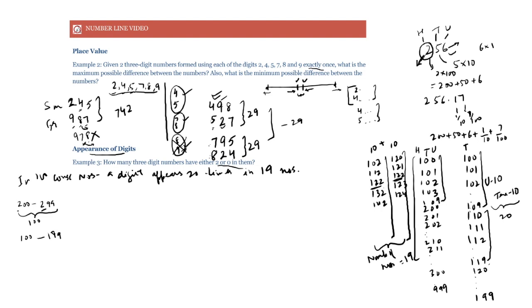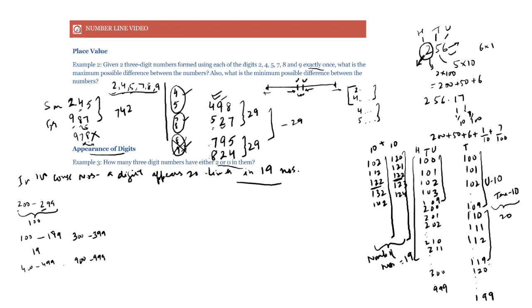Now, how many numbers will have a 2 in them? We know that 19 numbers will have a 2 in them. We just discussed it over here. So 19 numbers will have a 2 in them in 100 to 199. 19 numbers will have a 2 in them in 300 to 399. 19 numbers will have a 2 in them in 400 to 499, and so on and so forth till 900 to 999.